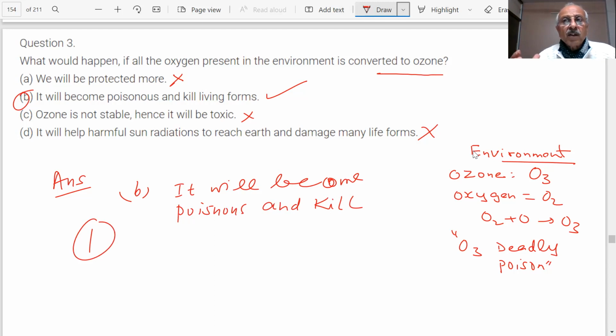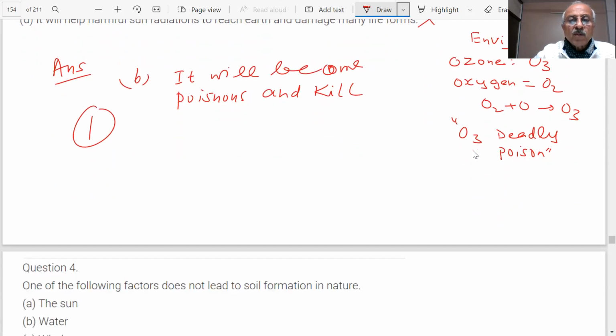You see, which layer is ozone protecting us from UV radiations? In which layer is ozone present? We discussed with you, students, there are different layers of the atmosphere. What we discussed: the stratosphere. At that point, you see what is happening. It is absorbing the UV radiations.